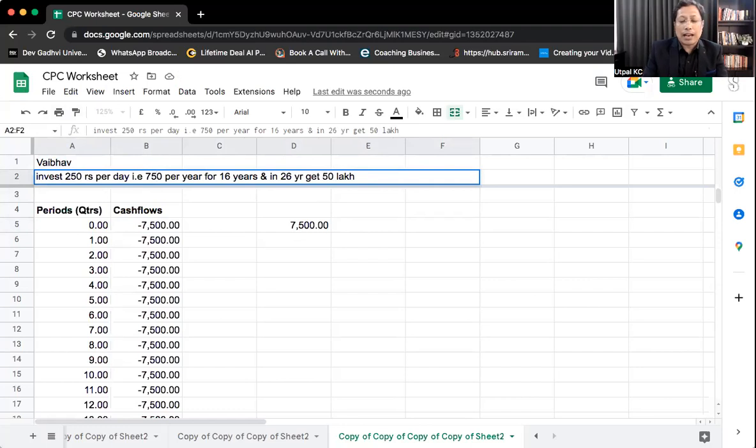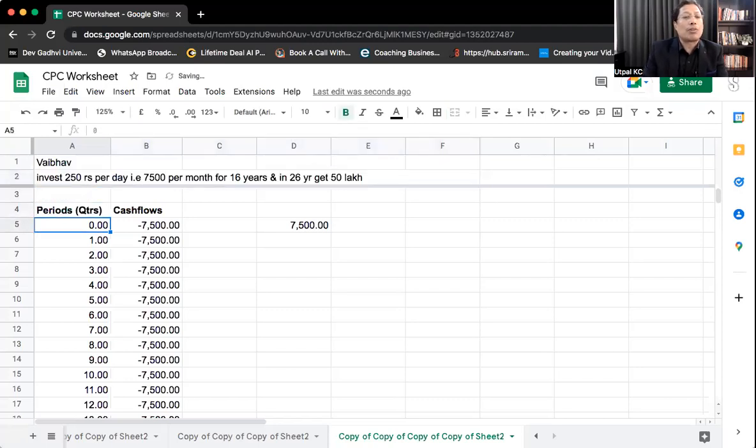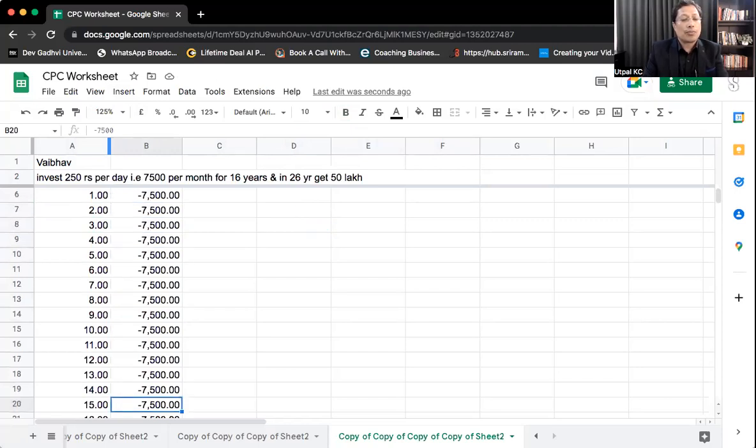And I know this is not the correct method. You should do it per day, but I am taking it per month, just to show you the method. Then after that, you'll be able to do it yourself. So periods are months. 16 years means 16 into 12, that is 192. So 7,500 for 192 months.